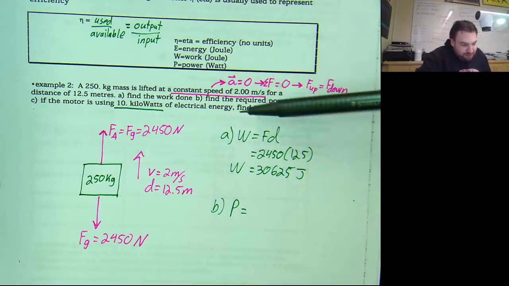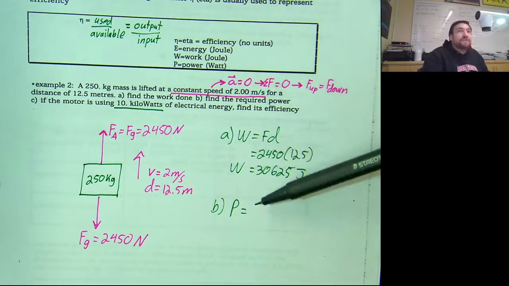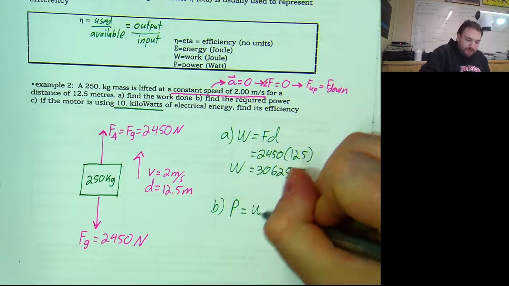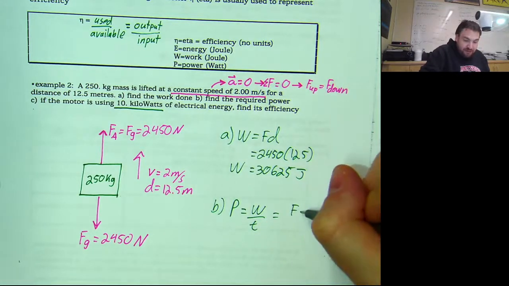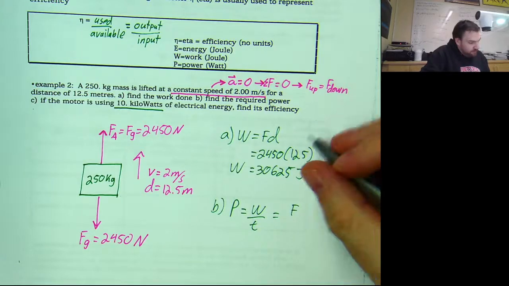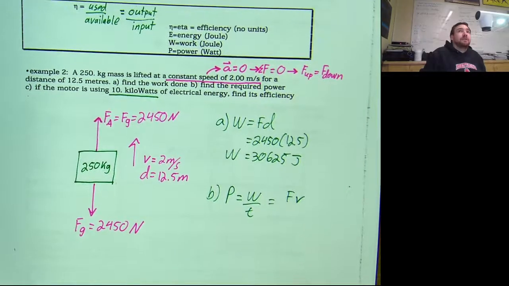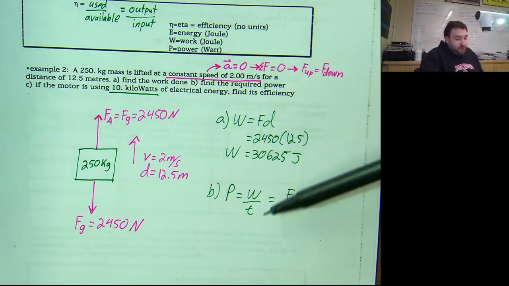The next piece is the required energy, or the required power. So power, we've got a formulation for that. Power equals work over time. It's also equal to force times velocity. So these are the two formulations that we have here. Which one do you want to use? We can use FV. We don't have time.